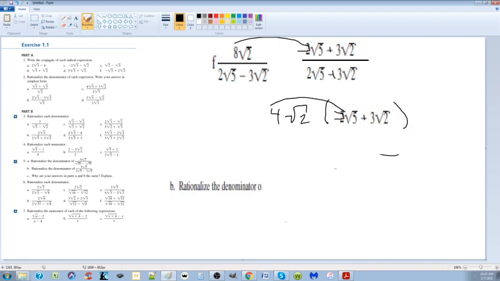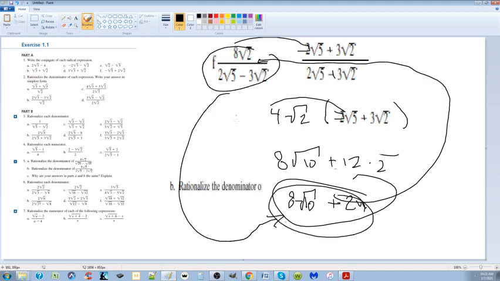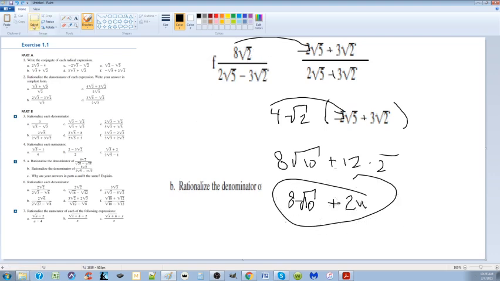So what's 4 times 2? 8 square root of 10 plus 12 square root of 2 times square root of 2 is what? 2. 12 times 2. So you're left with 8 square root of 10, which can't be simplified anymore, plus 24. There, you can see how it really simplified down. This fraction is the same as that fraction. If you punch this into your calculator and punch that into the calculator, you get the same numbers.